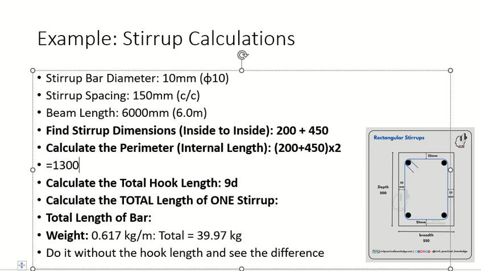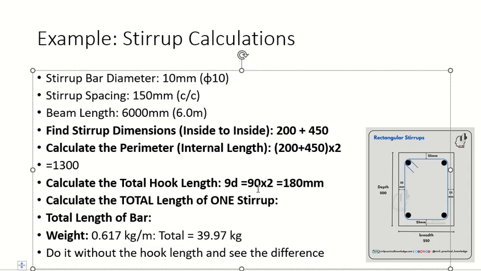For these thin stirrups, the hook length is normally 9 times the dia. And what is the dia? Diameter of the bar, yes. What is the diameter of the bar? 10. So it will be 90 for each hook, and there are 2 hooks, right? So into 2. Okay, clear?